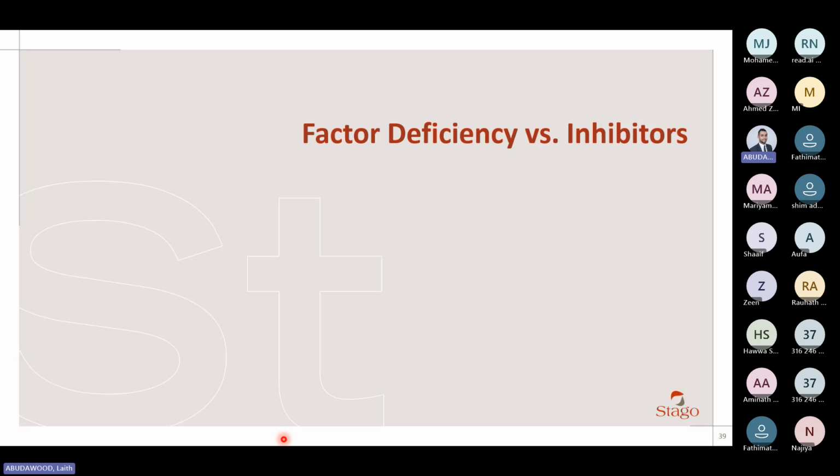Now, we will be moving into a different section really that has to do with factor deficiency and inhibitors. So we will be moving away from fibrin or fibrin-related markers. Do you have any questions as of now? Or shall we move on to the factors part? Everyone is good? Yeah, I have a question, right?